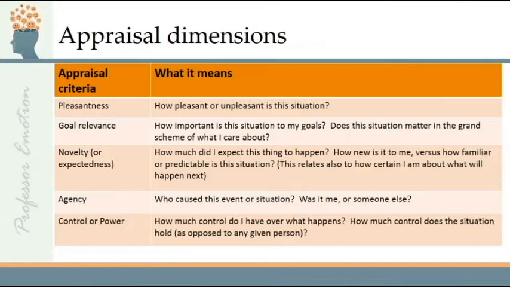Now, these aren't the only appraisal dimensions that exist. Appraisal theorists actually disagree on what are the most important appraisal criteria or appraisal dimensions. You might be getting the message that emotion theorists tend to disagree about a lot of things, which is true. But these are 5 that people seem to find again and again. So these aren't the only appraisal dimensions, but they are appraisal dimensions that seem to matter.